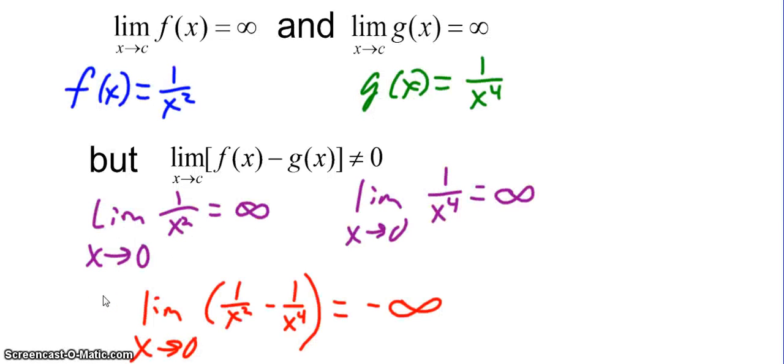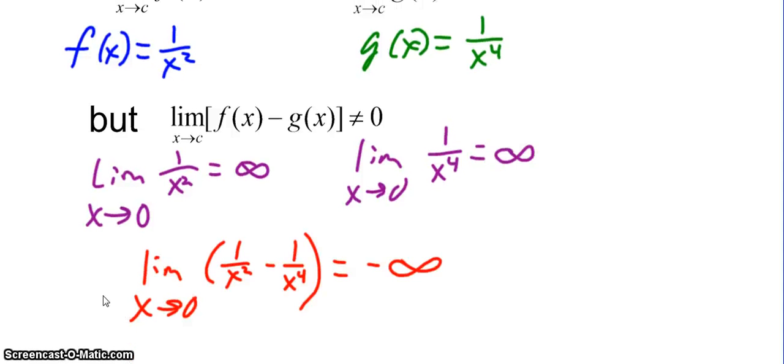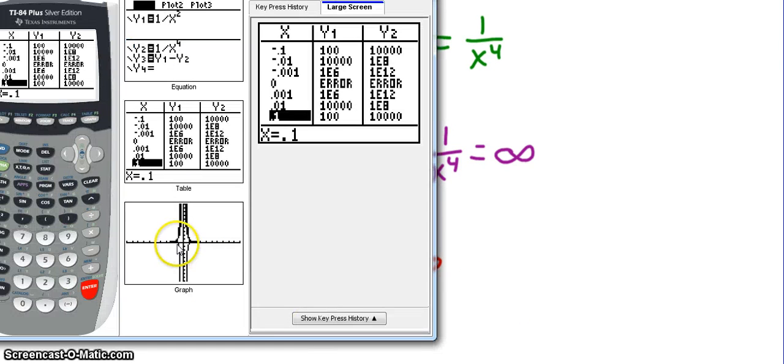Alright, so I came up with f of x equals 1 over x squared and g of x equals 1 over x to the fourth. Again, there are other options. So I said the limit as x goes to 0 of 1 over x squared is infinity. The limit as x goes to 0 of 1 over x to the fourth is infinity. But if I do the limit as x goes to 0 of the difference between the two, I actually get negative infinity. I can show you this on the calculator.